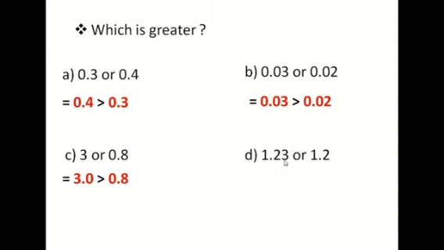D. 1.23 or 1.2. Who is greater here? So just convert it into like decimals. So here it is 1.23. So 1.2 we can make it as 1.20, because the whole parts are equal. Tenths place is also equal. We have to go for the hundredths place. So here it is 3 and here it is 0. So 3 is greater than 0. So we can write 1.23 is greater than 1.2.